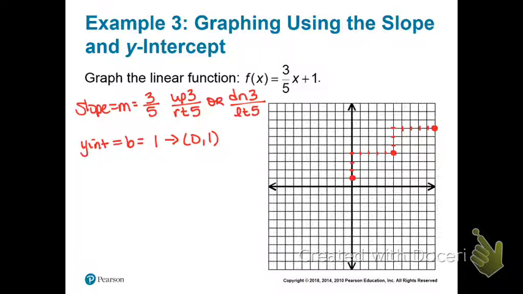And so instead of going up 3, that's where the "or" part there, we could go down 3 and to the left 5. And then down 3 and to the left 5. And if you look at all the points we have there, they do lie in a straight line. So you'll connect all your points using a straight edge and put arrows on both ends. And so there is the graph of our linear function.